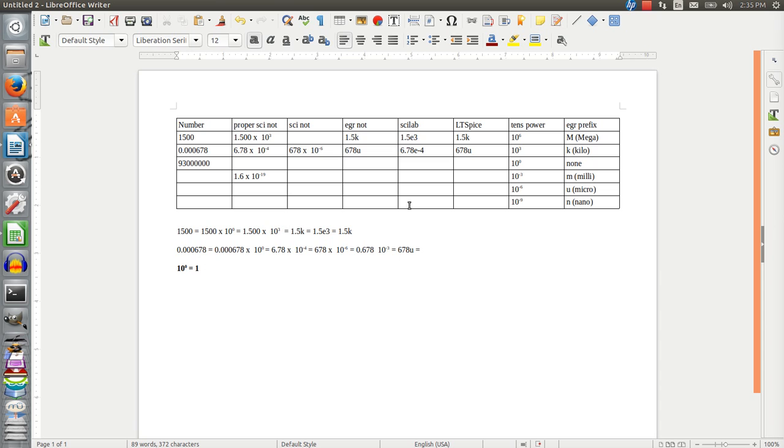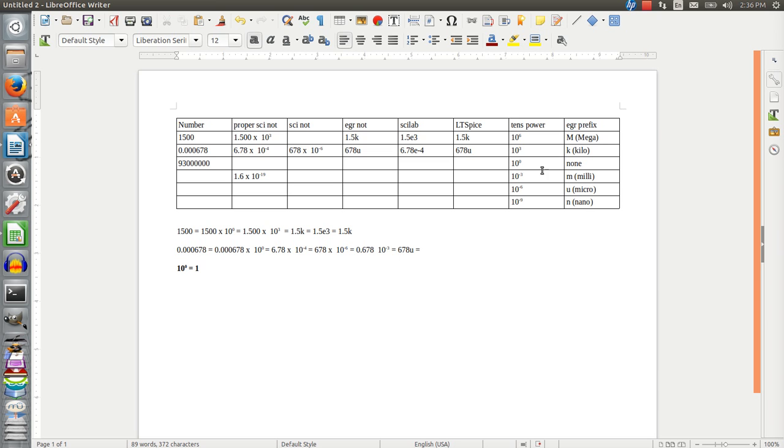Now, when we go into tens powers, I have certain tens powers that correspond to engineering prefixes, and sometimes they're called metric prefixes. And basically it's powers of 3. If I'm 10 to the 0, I don't have a prefix. It's my base unit, if you will. 10 to the 3 is kilo. 10 to the 6 is mega. Minus 3, milli. Minus 6, micro.